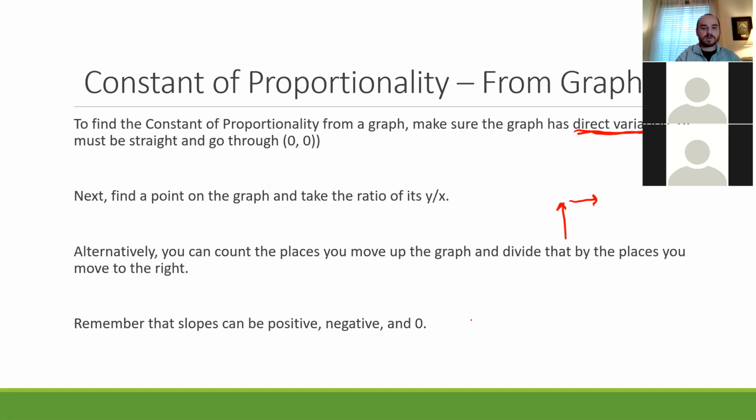And remember that slopes can be positive, negative, and 0. Again, this is the positive slope. This is a negative slope. This is a slope of 0.